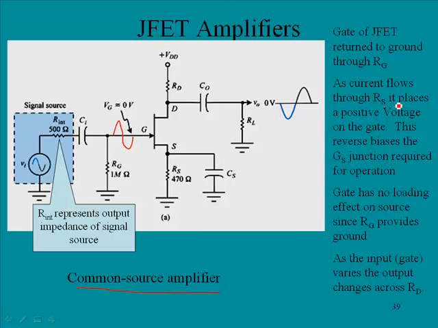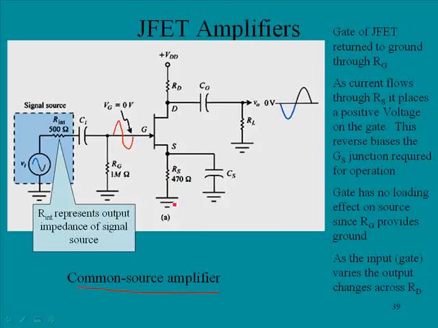As current flows through RS, it places a positive voltage on the gate. This reverse biases the gate source junction required for operation. Okay, we're talking about this point right here. Recall that current is going to flow from the ground to the drain, and in that process current will be dropped across RS and RD.